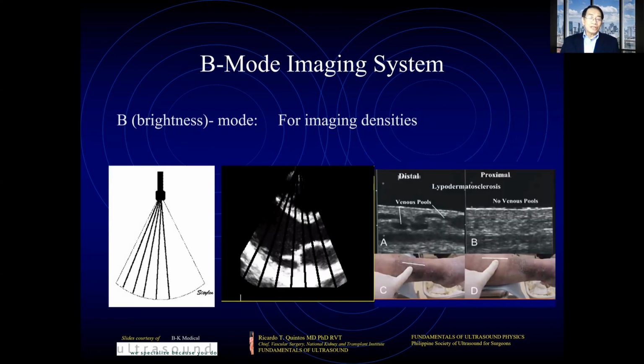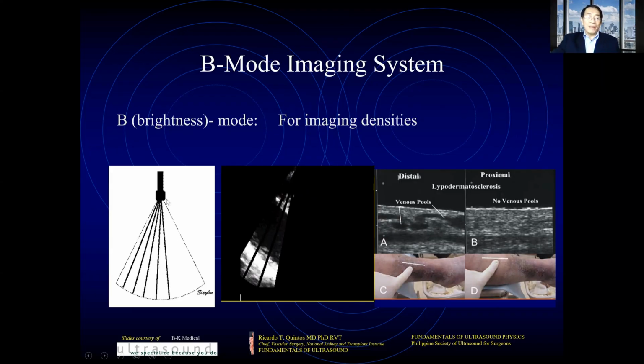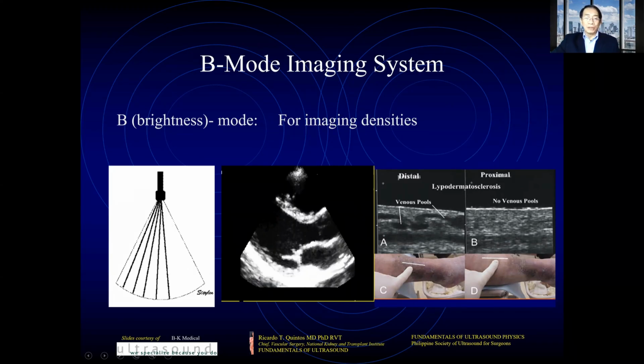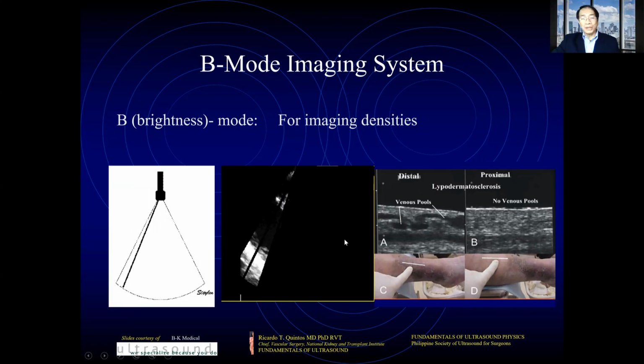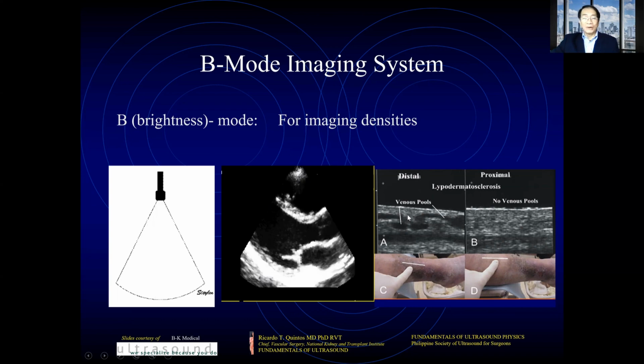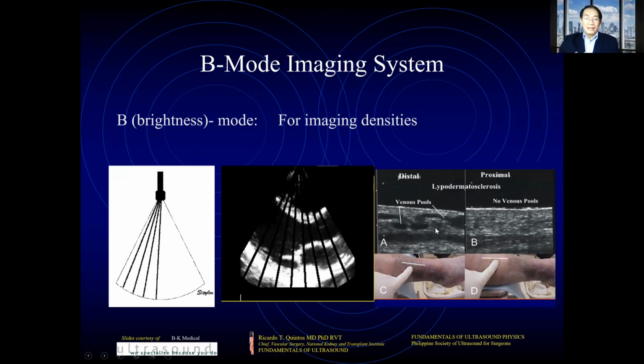The B mode imaging system is the brightness mode, and it is basically a series of A modes brought together. Now, there is a sweep of the different A modes brought together, and then you will see a two-dimensional grayscale of the reflections of the structures that pass through the ultrasound beam. So with that, you will see that there are higher intensity echoes, lower intensity echoes, no echoes, and putting them all together, you will be able to see what is called the grayscale.